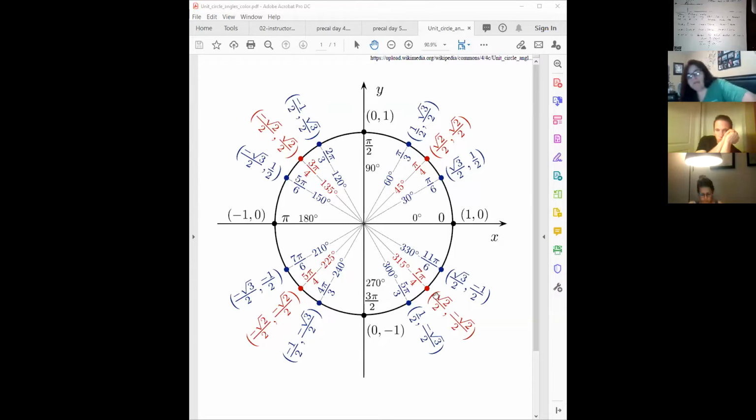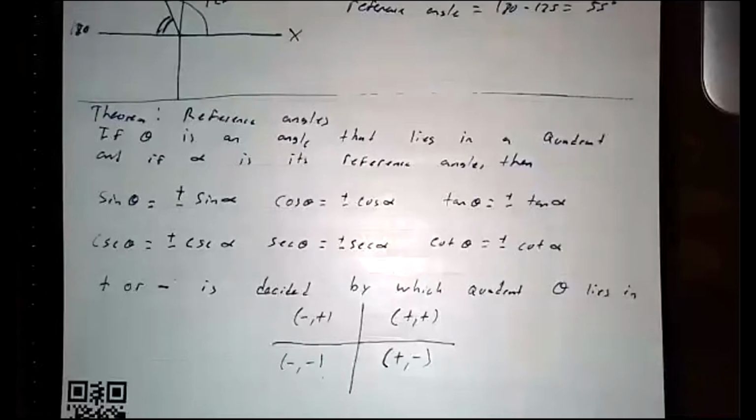I must have missed somewhere that tangent was y over x. Yeah, I guess I didn't outright say it, but it's implied, because sine over cosine is equal to tangent, and sine and cosine are y over x. Yeah, that's the part I must have missed. Thank you. No worries, glad you asked.